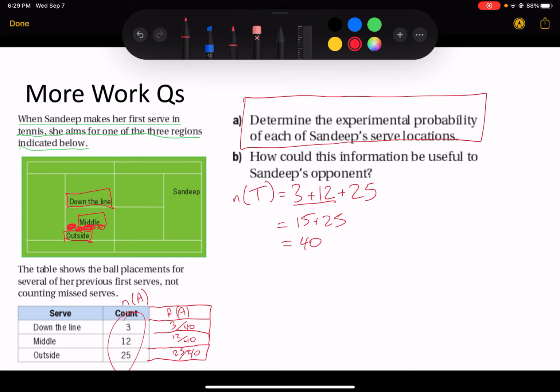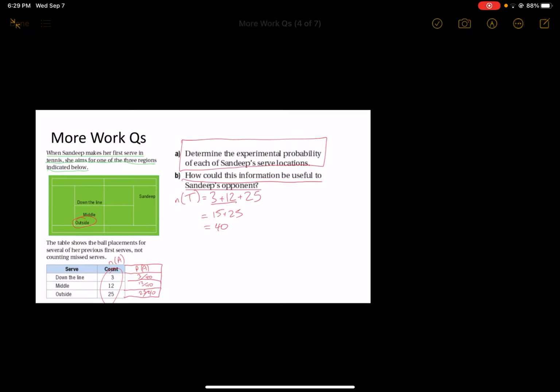Of course, seeing a player there would affect how they're going to hit, but essentially Sandeep hits it over here. So how could this information be useful to Sandeep's opponent? Well, you know generally where to stand. Okay, done.